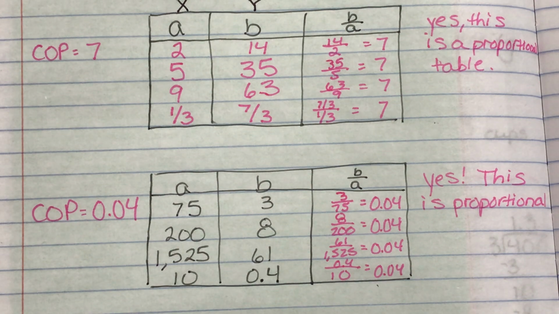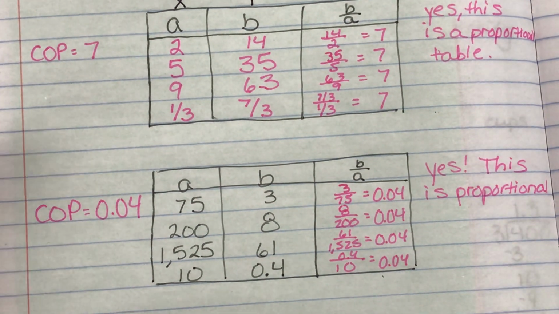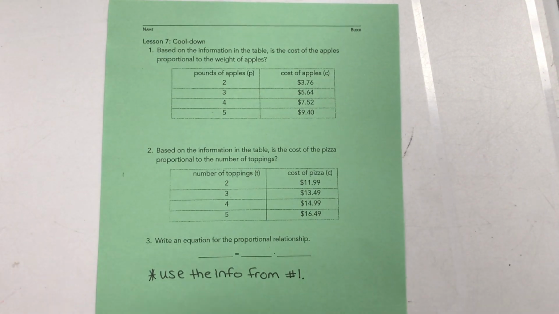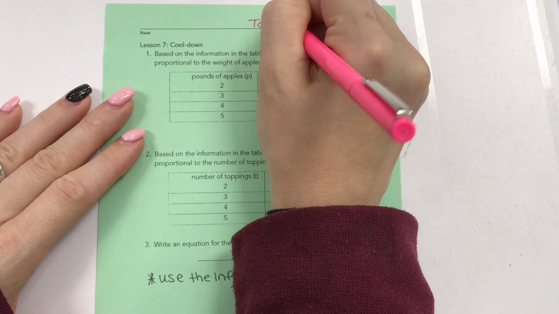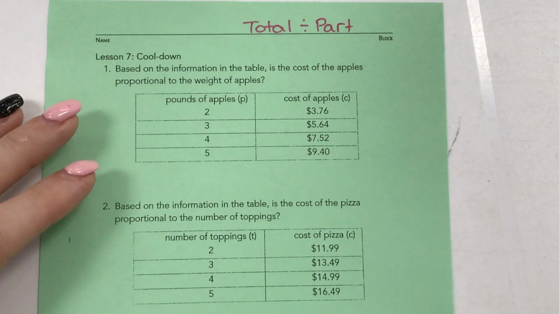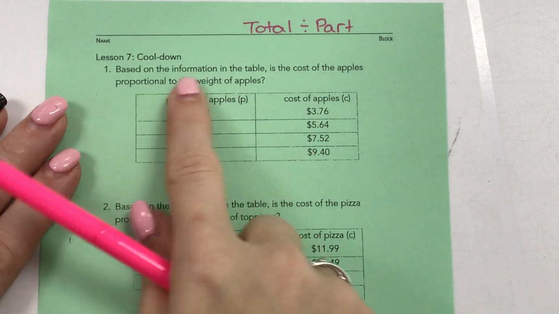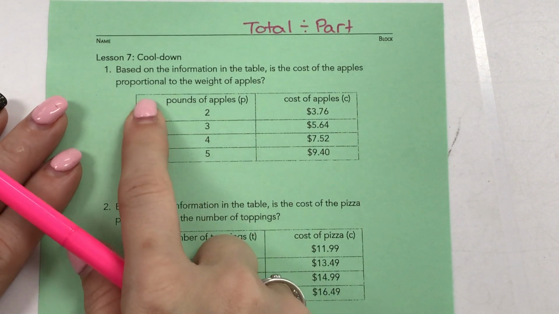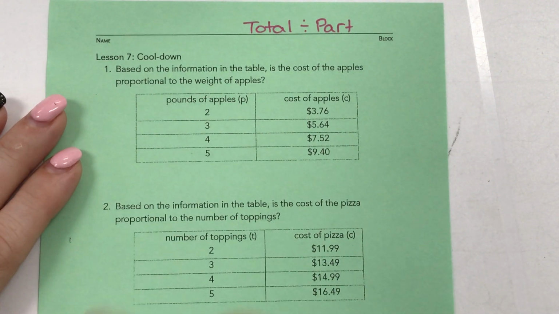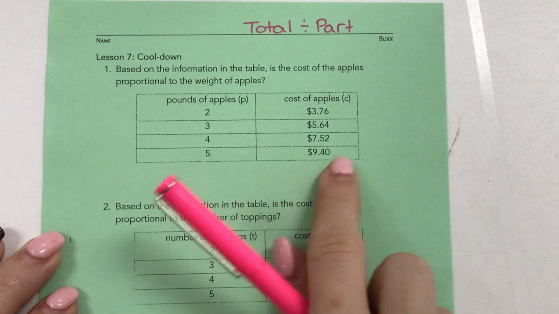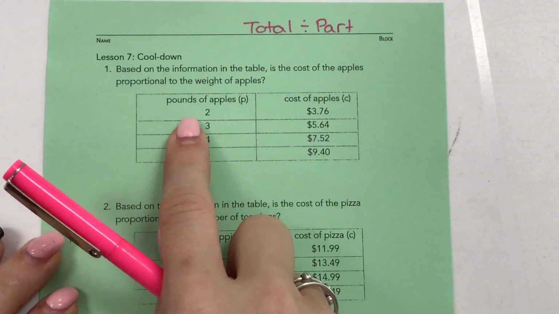All right, so for your cool down today, and y'all probably going to not take any time on this, because it goes along with exactly what we did. Okay. What is always that magical formula to find unit rate? Total divided by part. I'm going to leave this up here so you can copy if you need to. When you get this, look up here. You're going to figure out, based on this information, is the cost of the apples proportional to the weight of apples? So that means you're going to find the what first? COP, unit rate. And then you're going to do total divided by part on each line.